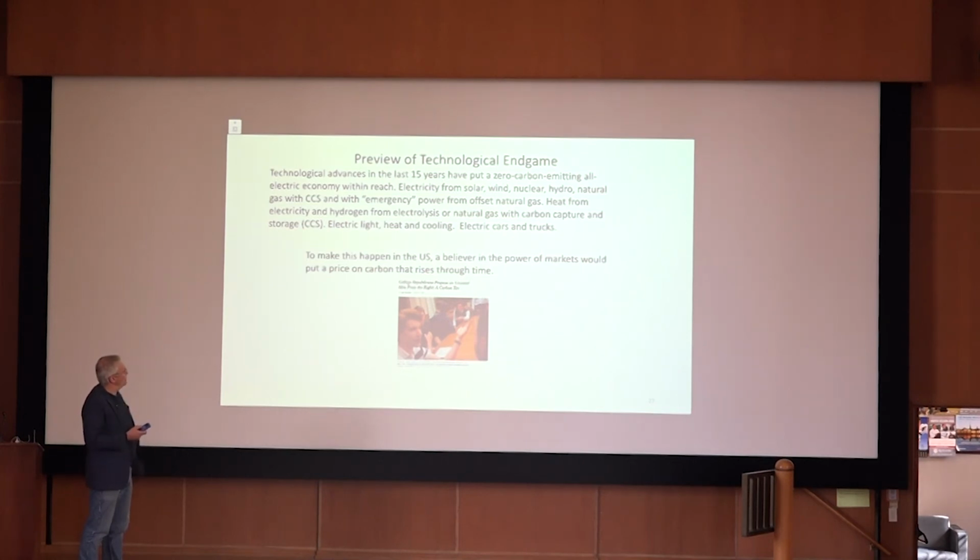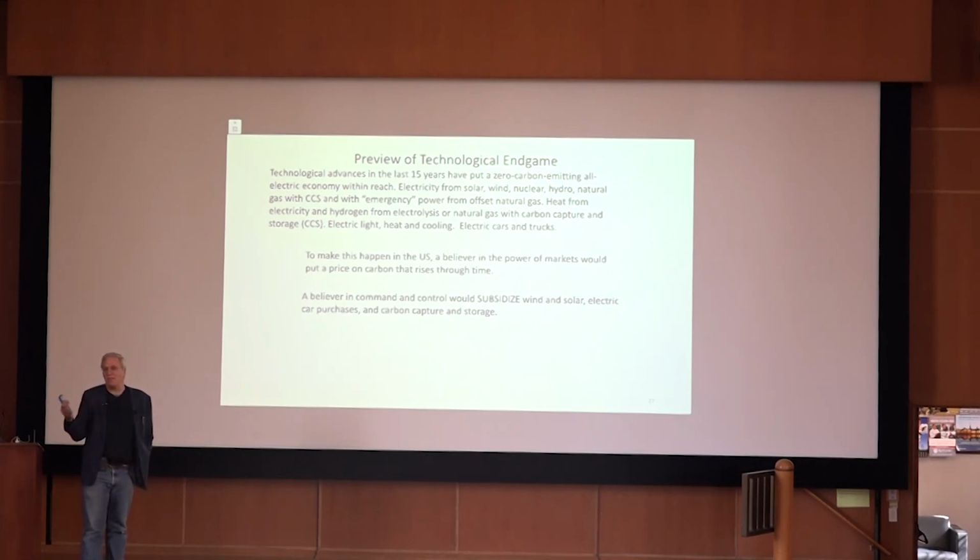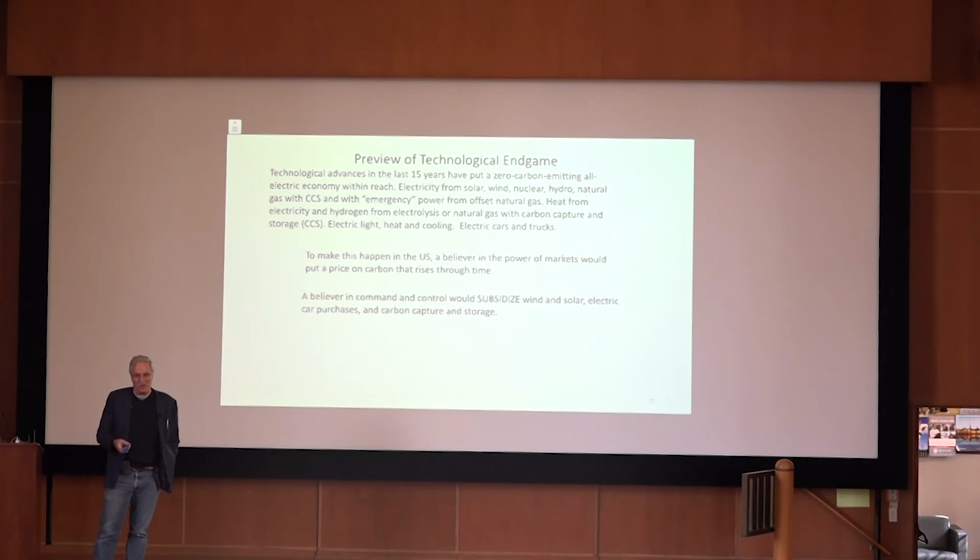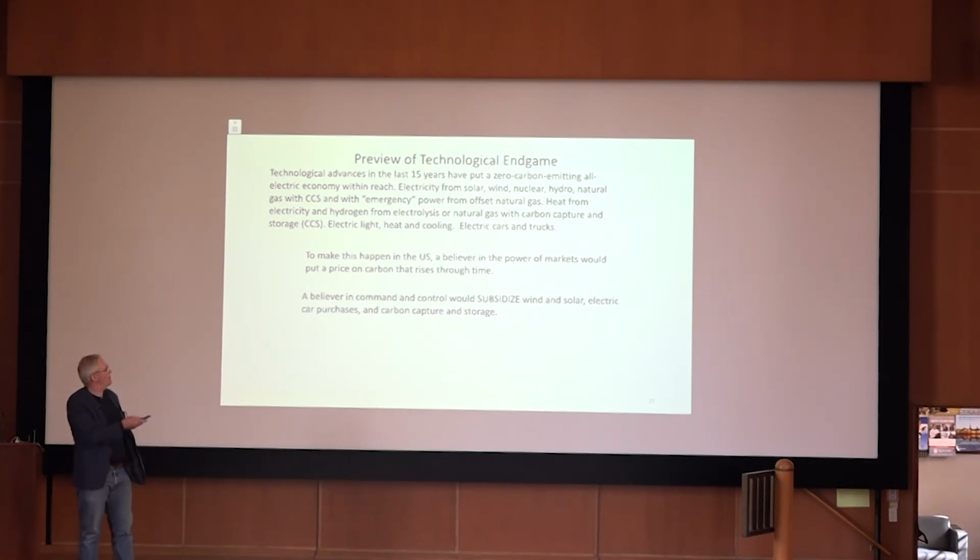Now, to make this happen, a believer in the power of markets would put a price on carbon that rises through time, okay? And a believer in command and control would subsidize these technologies, pick winners, and then try to advance them that way, all right? So command and control says, I'm going to pick the winners and subsidize them. And a believer in the markets would say, just put a price on carbon and let the market sort it out.